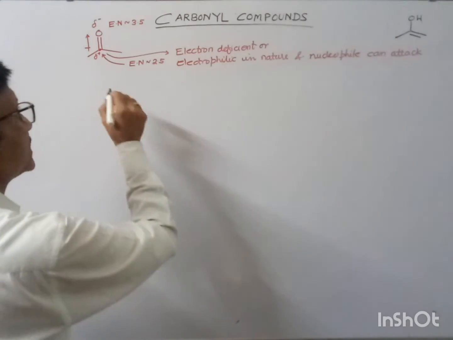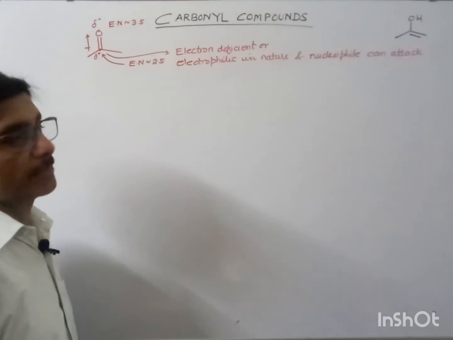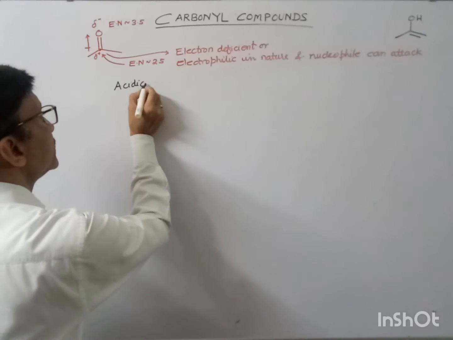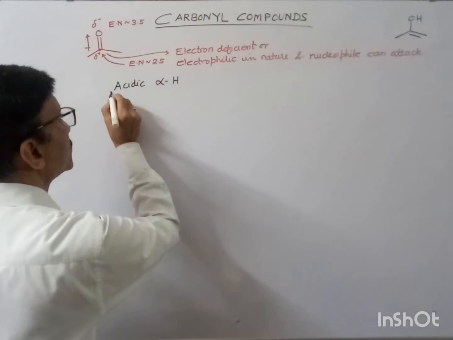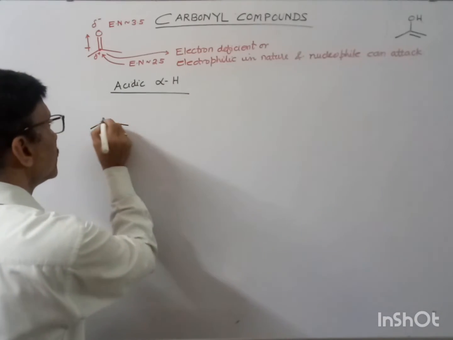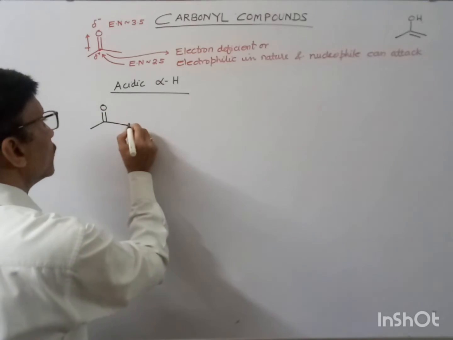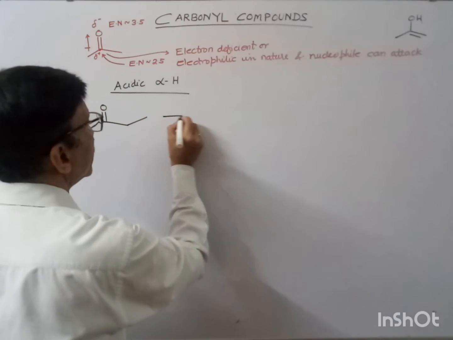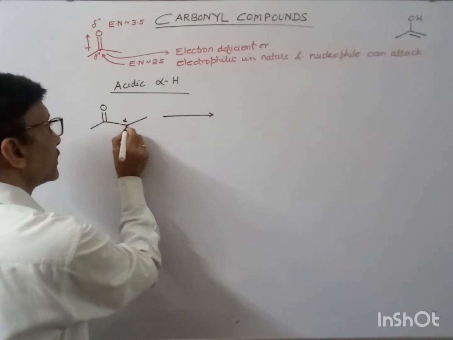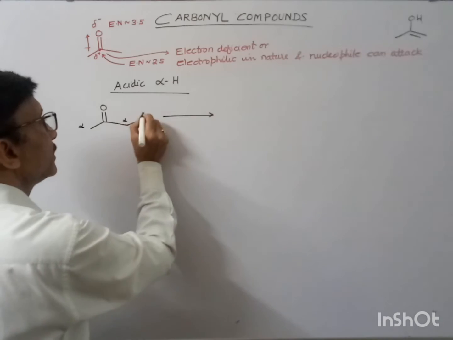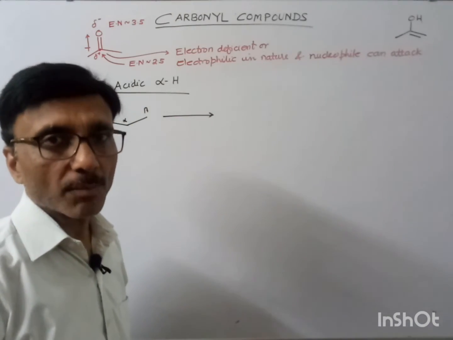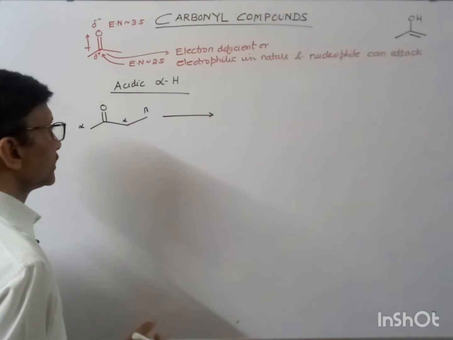Now see this acidity of alpha hydrogen atom in carbonyl compound. So, acidic alpha H in carbonyl compound. Suppose we have a carbonyl compound, and here if you will see, then this is our alpha carbon atom, this is also an alpha carbon atom, this is the beta carbon atom, and further it may have the gamma, delta, epsilon carbon atom.